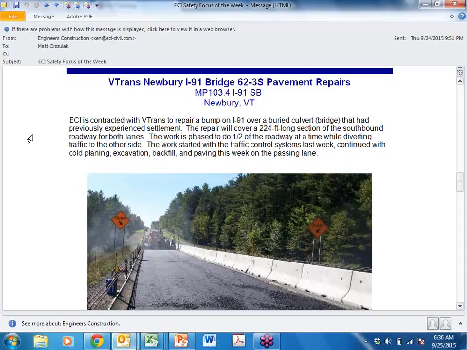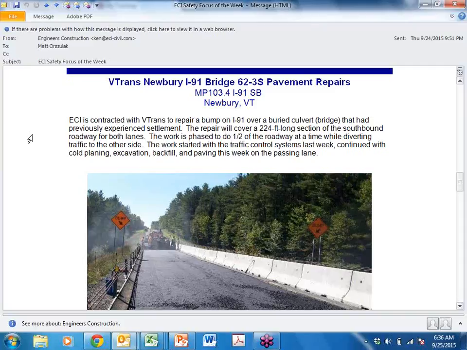So we did a repair because they had a bump over an existing culvert going underneath the roadway here, and it was a substantial bump, and they had us go in and repair that by removing the pavement, excavating down, what was it? 12 inches. 12 inches removal of gravel, replacing that gravel and putting it all back. So, we did that. It was a 224-foot section on both sides. We did it by phasing half at a time.